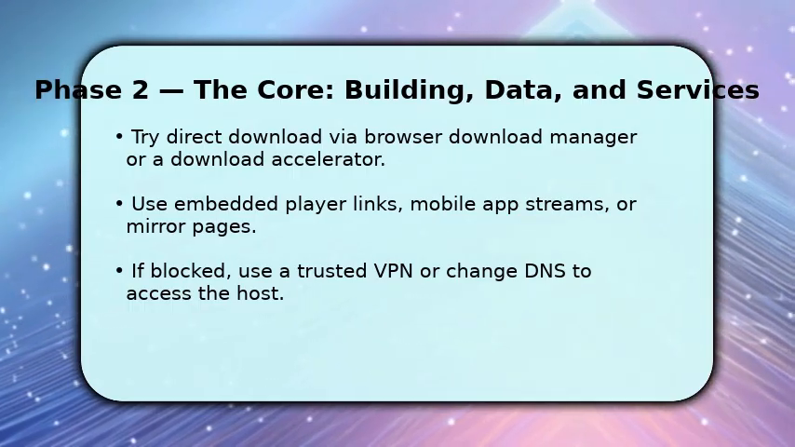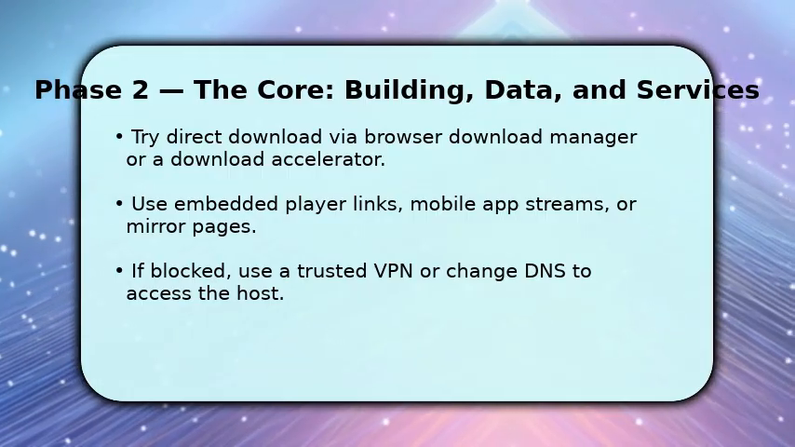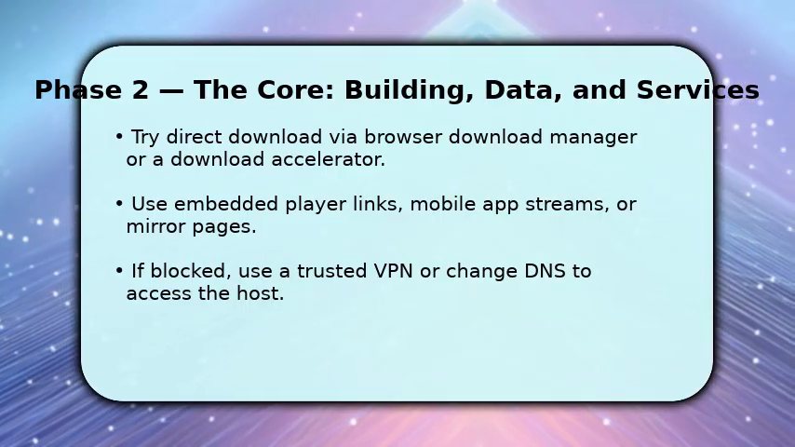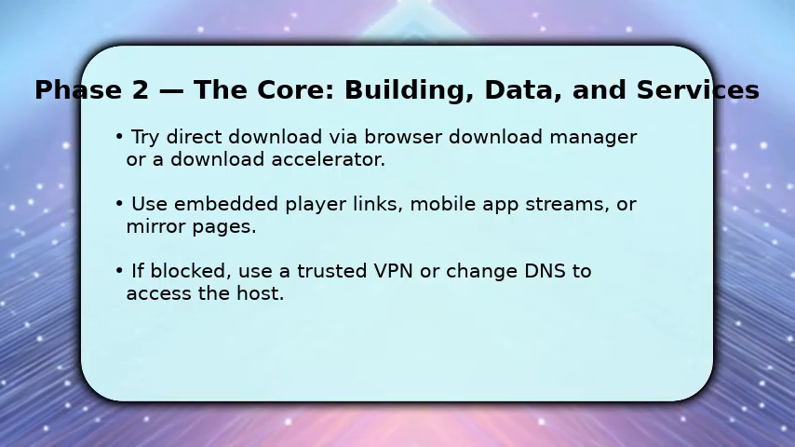If access is restricted, connect a trusted VPN or switch DNS. These steps let you reach mirrors and embedded links. Make sure to monitor progress so you can switch methods promptly.